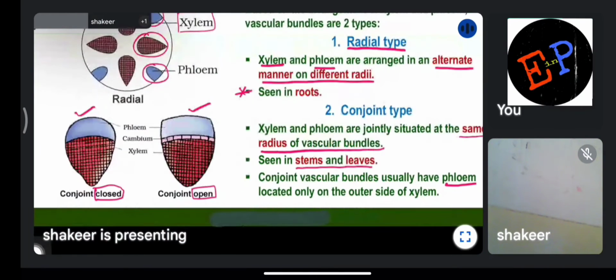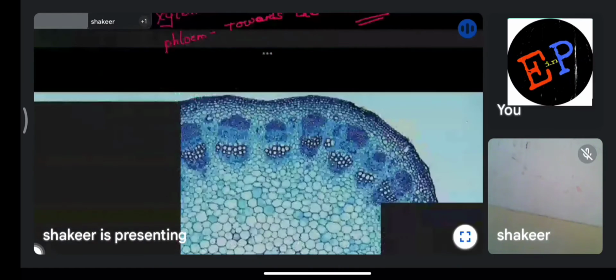So let us make a note of that one. What is the arrangement of xylem? Xylem is towards the pith generally. And what is the arrangement of phloem? It is towards the epidermis, the outermost structure. Clear? So that is one important point which you should remember.